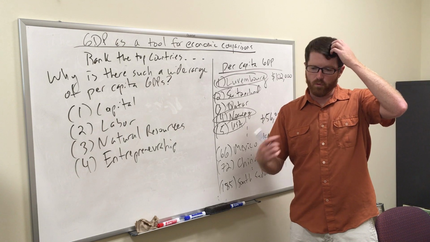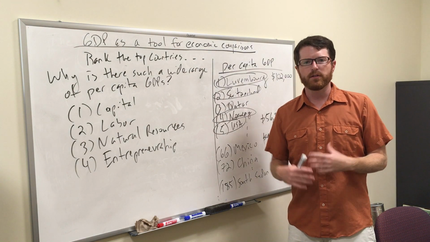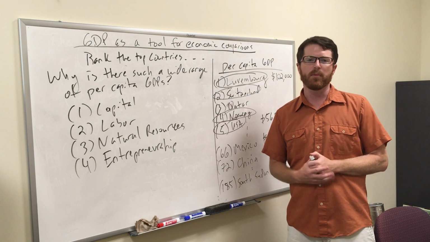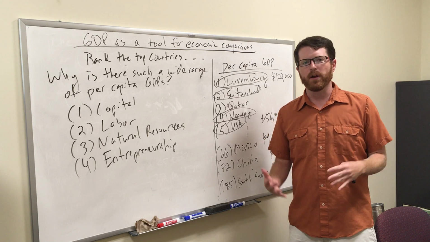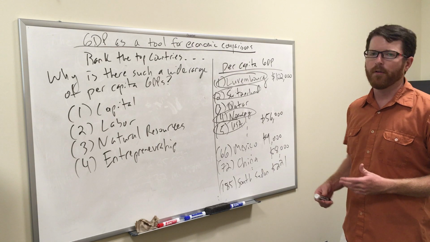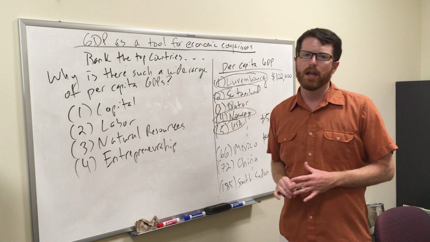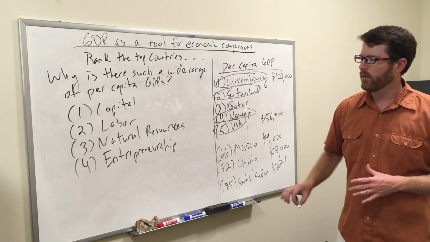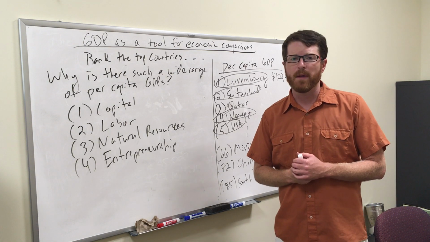Furthermore, as people live longer and have more chances to work, they also tend to become more productive, right? People with experience are more productive than people without experience. So living a long time, having good health care is all tied into strong labor markets. Natural resources, honestly, doesn't matter as much as you might think.